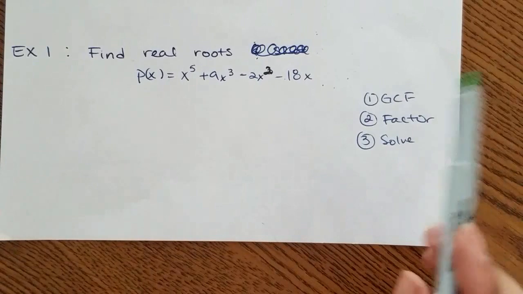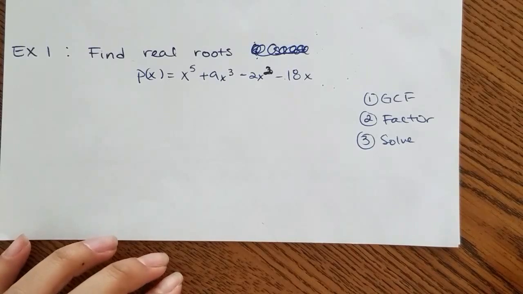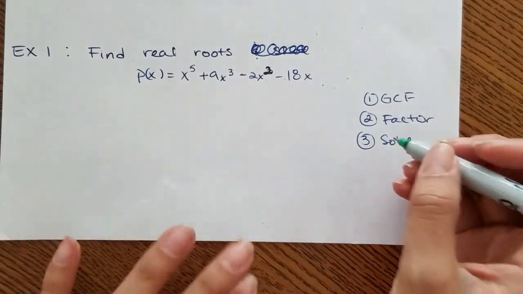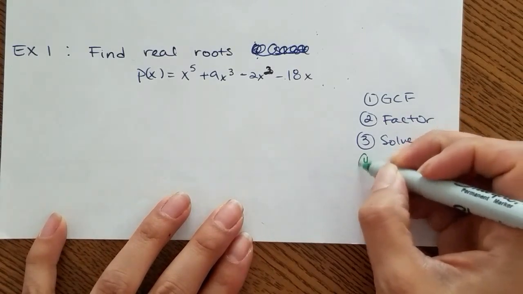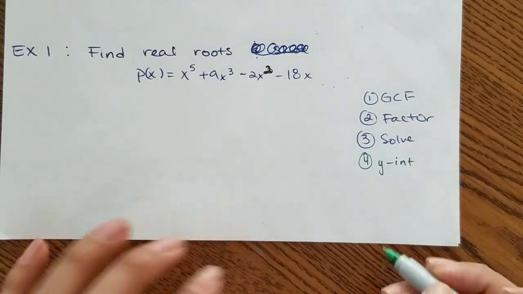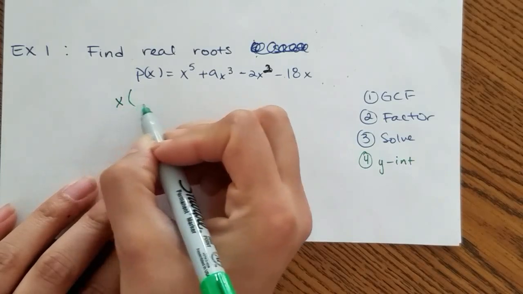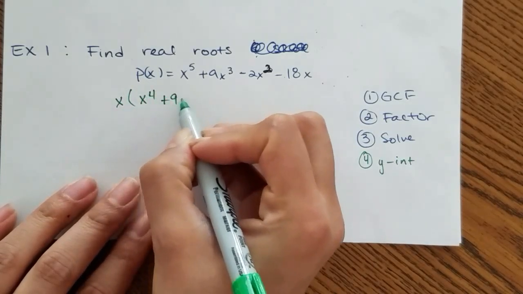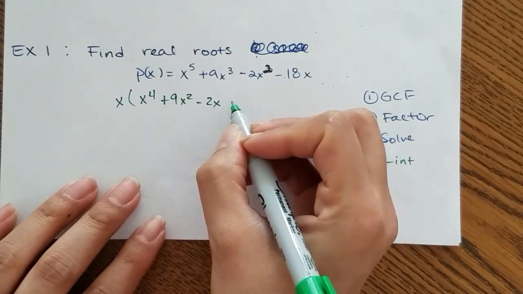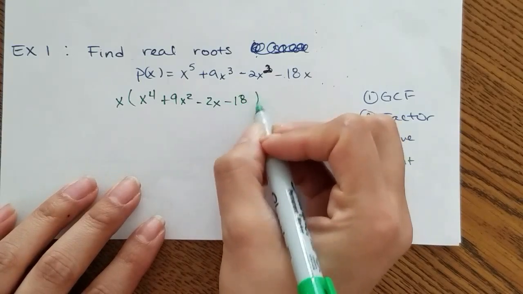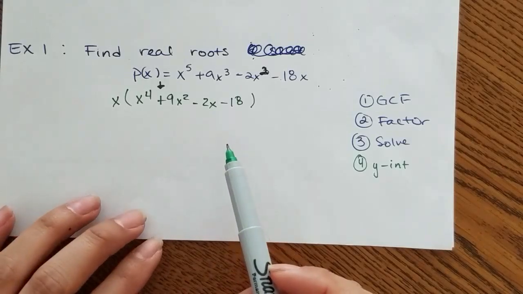I have this example for you here, x to the 5th plus 9x cubed minus 2x squared minus 18x. We're going to factor it. Remember, when you factor, you want to do GCF, factor, and then solve, and then our new step here is going to be to find the y-intercept. So we see that we do have a GCF. They all have x. So if I pull out an x, I'm left with x to the 4th plus 9x squared minus 2x, minus 18. One thing that you want to be aware of is that, right here, we're missing the cube term.